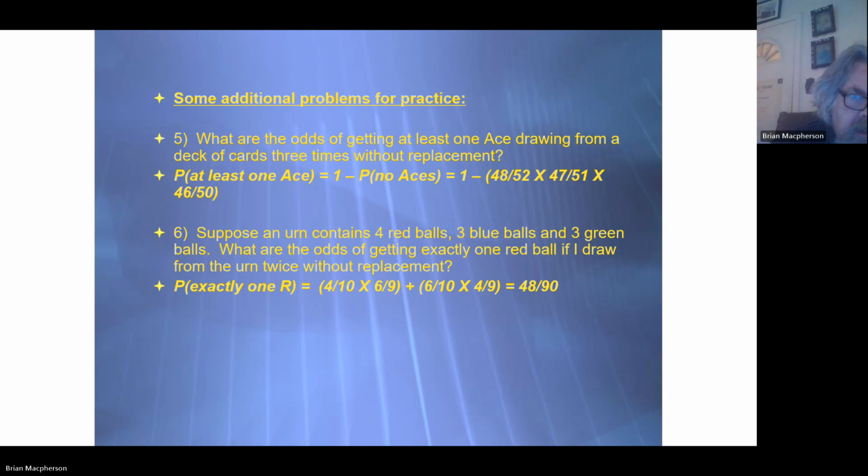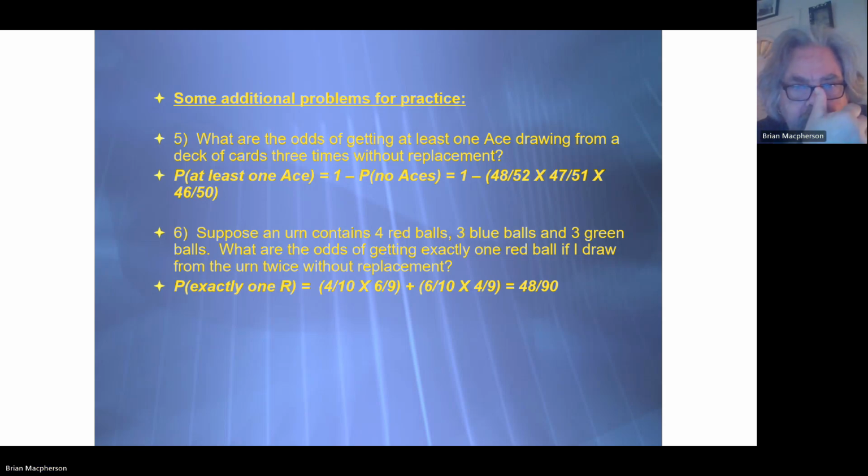So it'll be 6 over 9. All right. And the same thing with the second time around. So there are 2 possibilities. I get a red the first time and a non-red the second time, or I get a non-red the first time and I get a red the second time. That would be exactly 1 red ball.